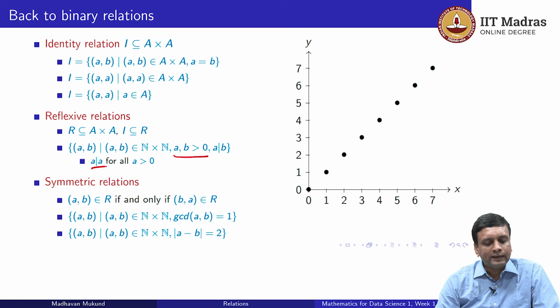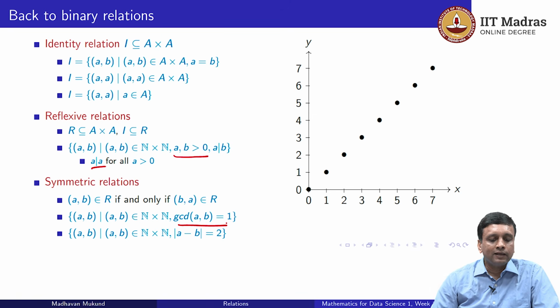Similarly, symmetric relations. If we look at pairs where the greatest common divisor is 1, in other words, they have no common divisors, this is what happens, for example, in reduced fractions, then it doesn't matter whether we write it as A comma B or B comma A. So if A comma B has greatest common divisor 1, so does B comma A. So A comma B and B comma A must both either be there in the relation or neither will be there.